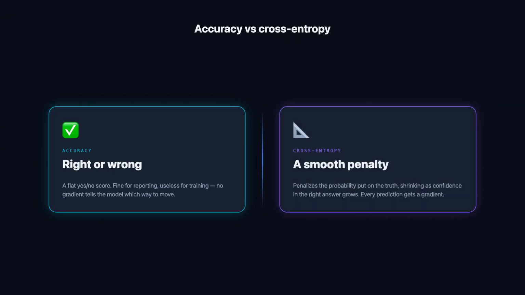This loss gives you a smooth, informative signal instead. It looks at the actual probability the model assigned to the correct answer and turns it into a penalty that shrinks as confidence in the truth grows. Now every prediction has a gradient, a clear direction to improve, which is exactly what training needs.